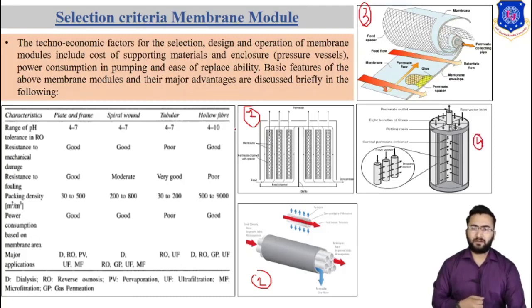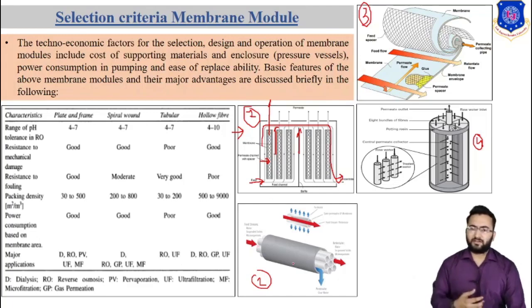So this one is a plate and frame membrane module, in which feed enters from this side. A molecule smaller than the pore size of the membrane can pass through the membrane and be collected from this side. A molecule larger than the pore size of the membrane is rejected by the membrane and will be collected from this side. So we can collect the rejection from this path.